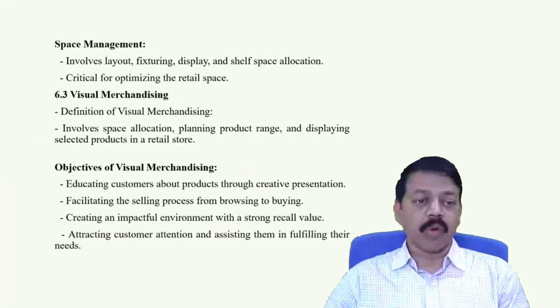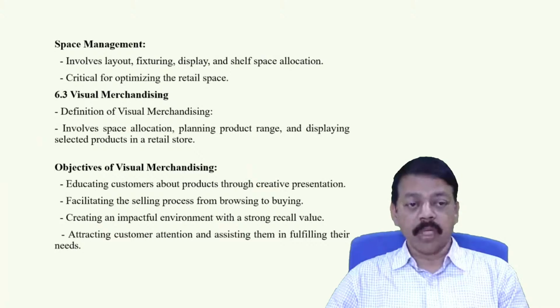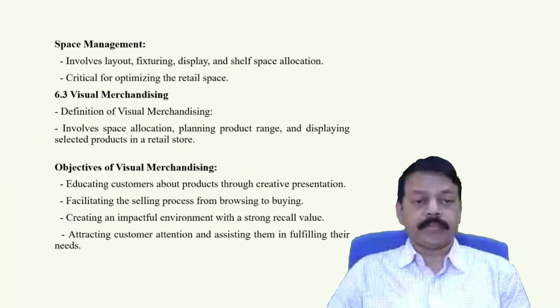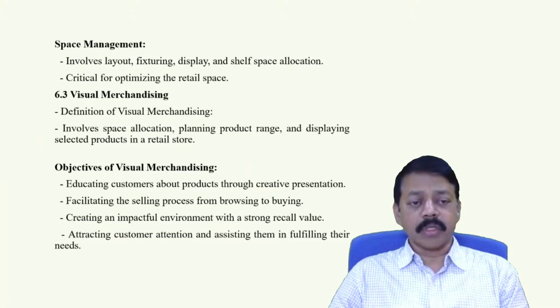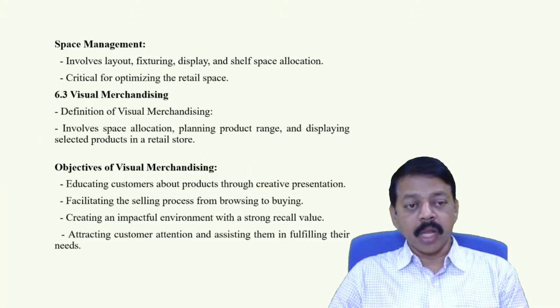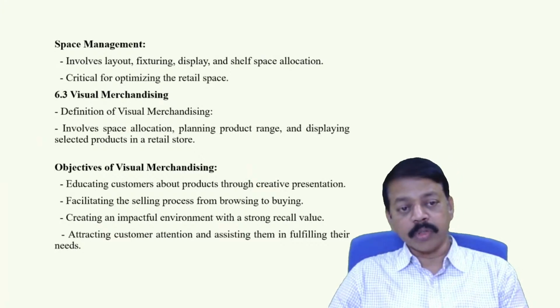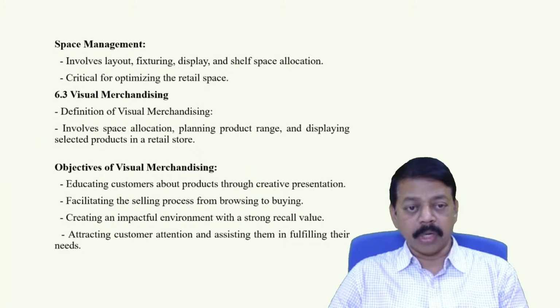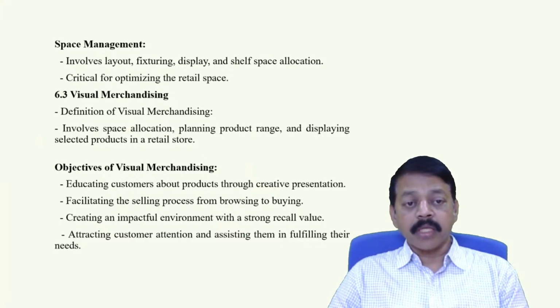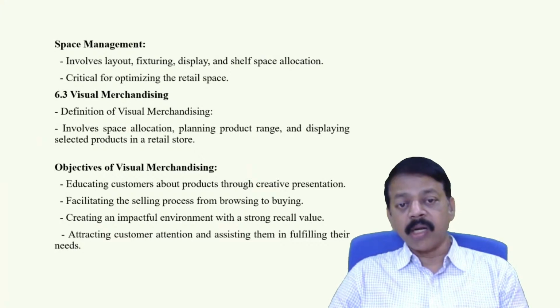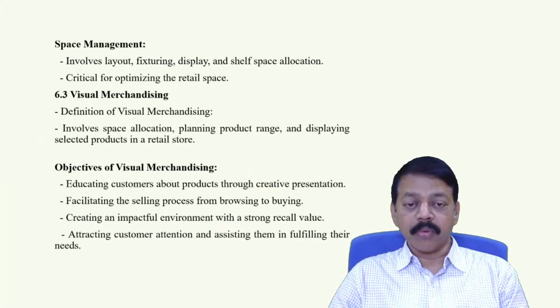So let's define what visual merchandising is all about. It involves space allocation, planning product range, and displaying selected products in a retail store. In space allocation, you want to figure out how much space is to be utilized by which particular kind of activity, and which particular kind of product is to be displayed. Your product range planning is also going to depend on that. What kind of range of products are you going to plan, right? Do I plan for more or do I plan for less, or am I happy with whatever range I have at the moment?